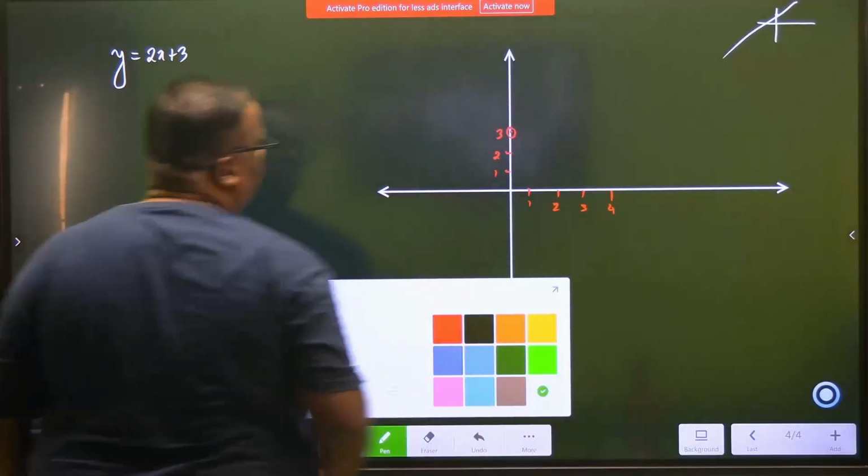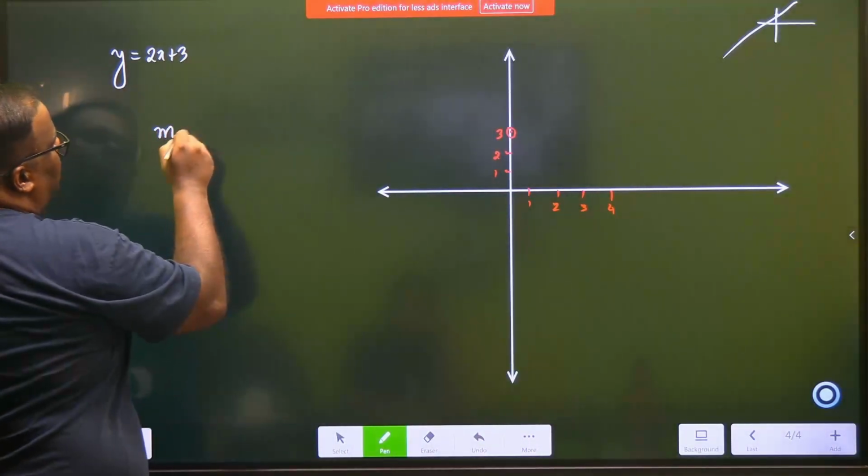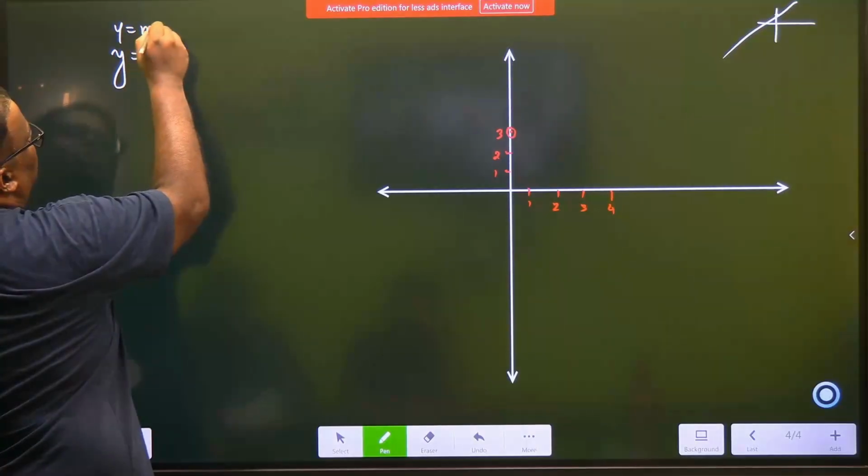So understand. So what is the value of m? We compare it with y equal to mx plus c.